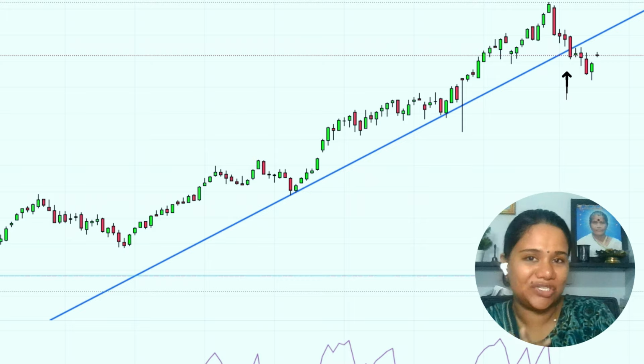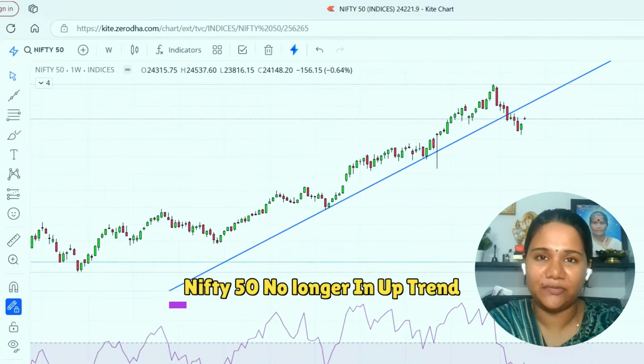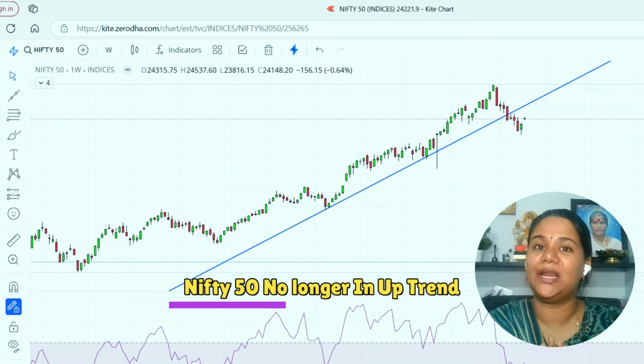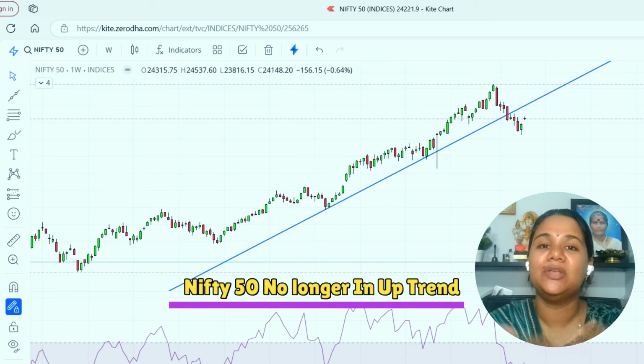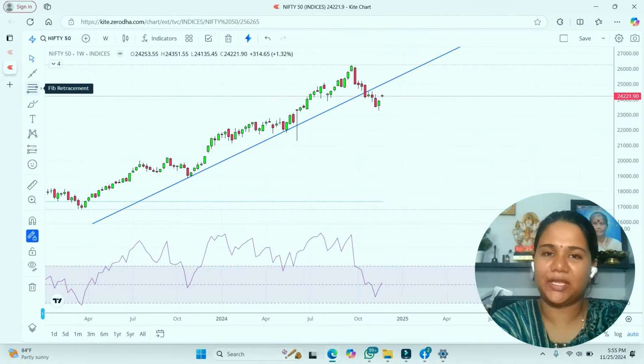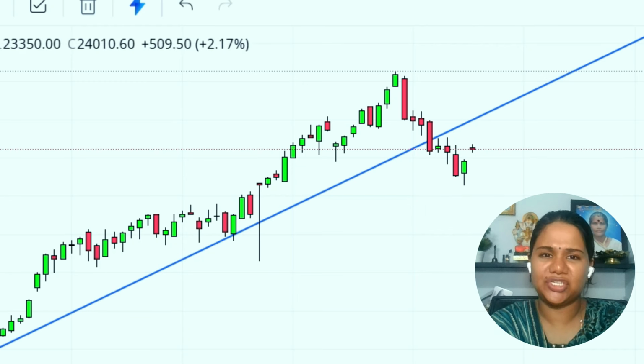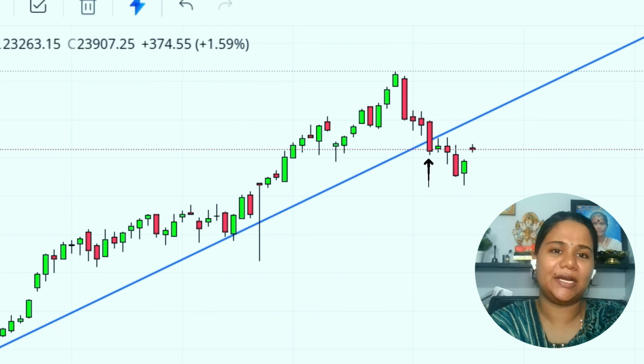Okay, so now that this trend line is broken, we understand one thing, and that is Nifty 50 is no longer in an uptrend. Okay, that was very clear. Nifty 50 is no longer in an uptrend. So, what trend are we in right now? Currently, we cannot tell what type of trend Nifty 50 is in the weekly time frame, because the trend has just started. Right now, in this candle it has just broken the uptrend and it has come down.